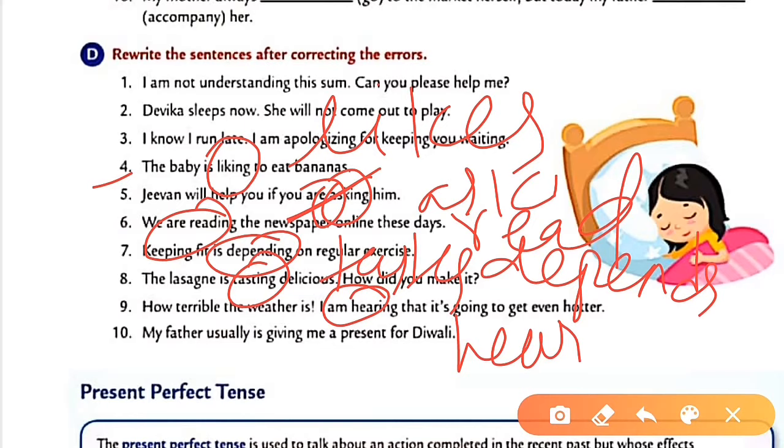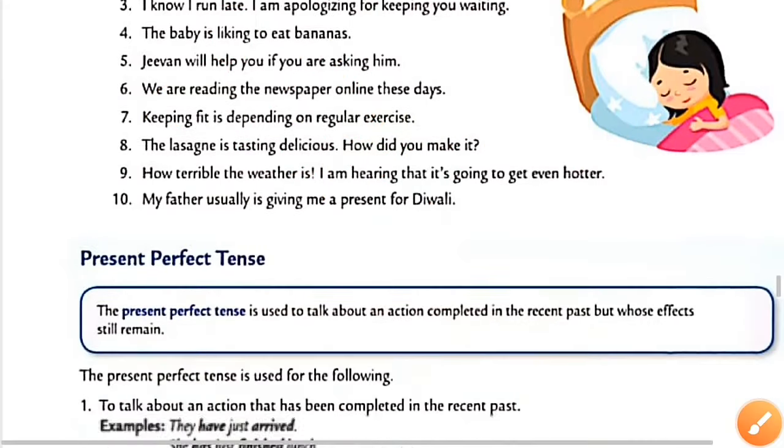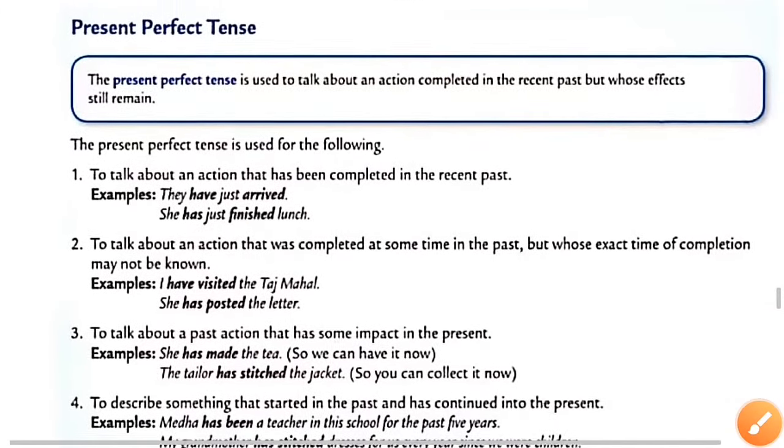My father usually is giving me a present for Diwali. So the sentence is habitual actions. Always your father is giving in Diwali something to you. So it is not is giving, not present continuous tense. It is gives. Okay. Move to next, present perfect tense.